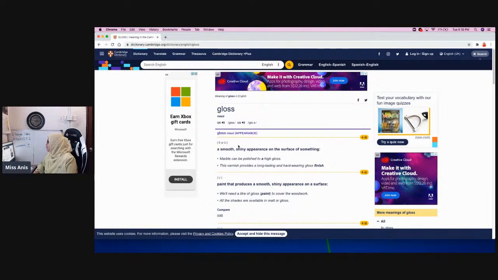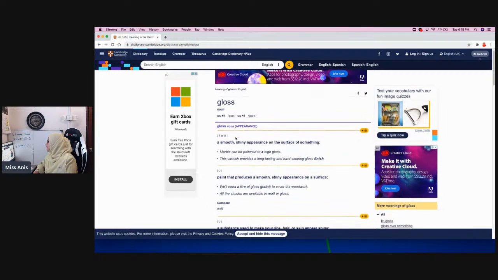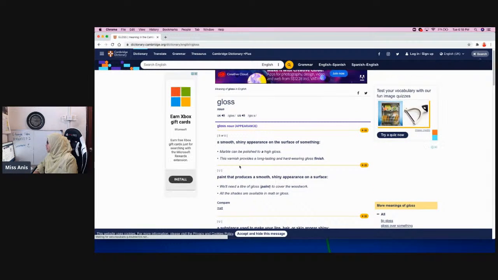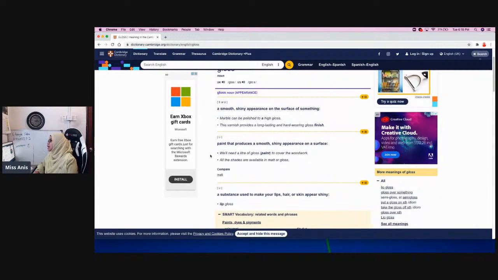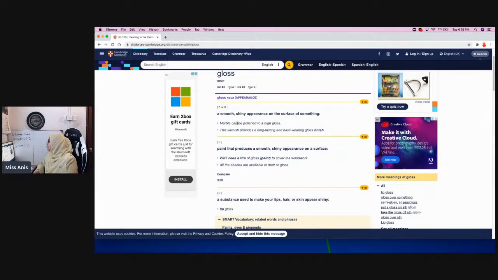Okay, UK one. Okay, so the first one is the noun, so appearance, anything that is smooth and shiny, appearance on the surface of something, ataupun paint yang shiny. Okay, shiny ni yang berkilat. Okay, so marble can be polished to a high gloss. Nampak tak dibagi kat sini contoh-contoh ayat yang you can use.